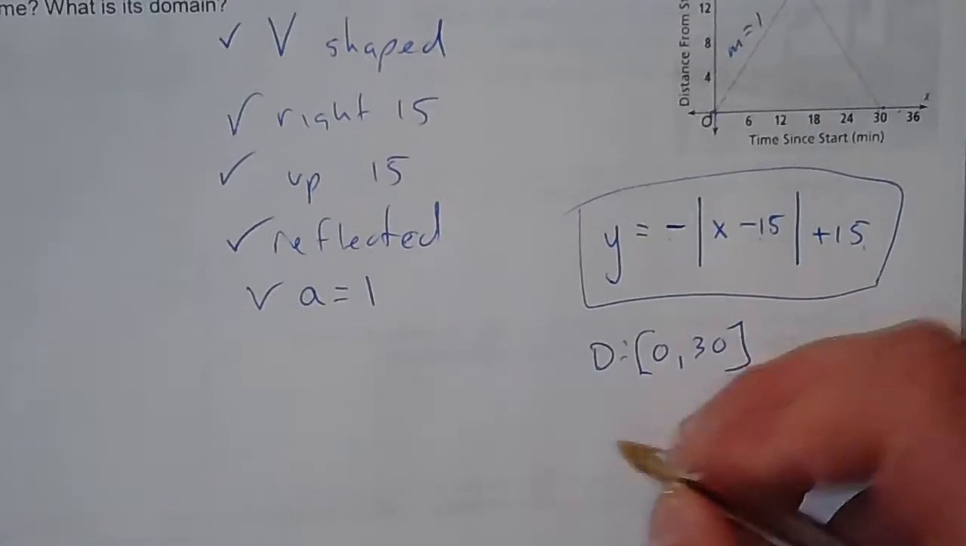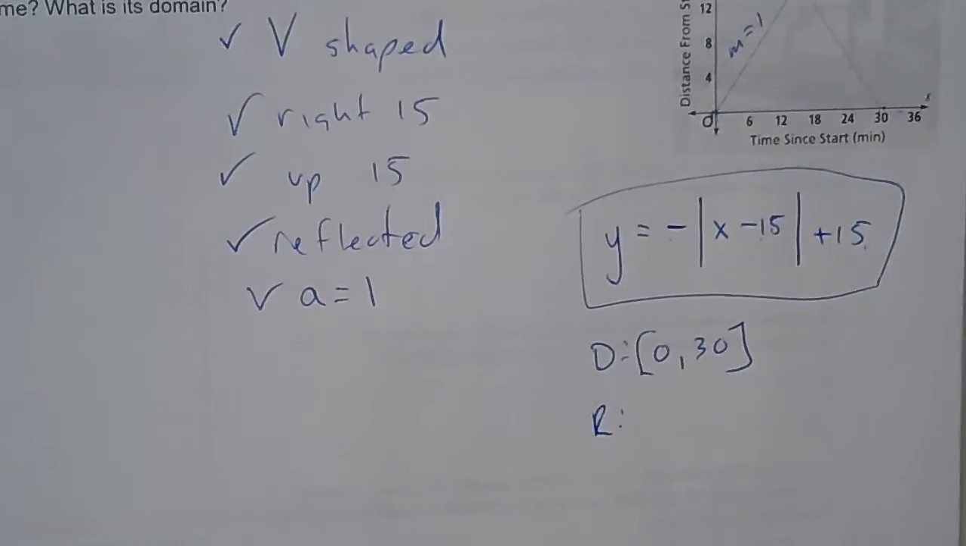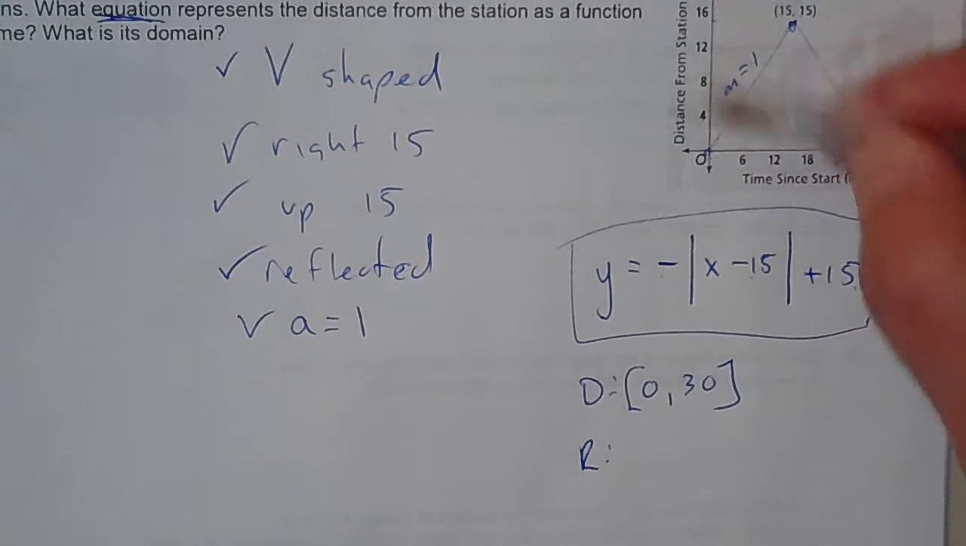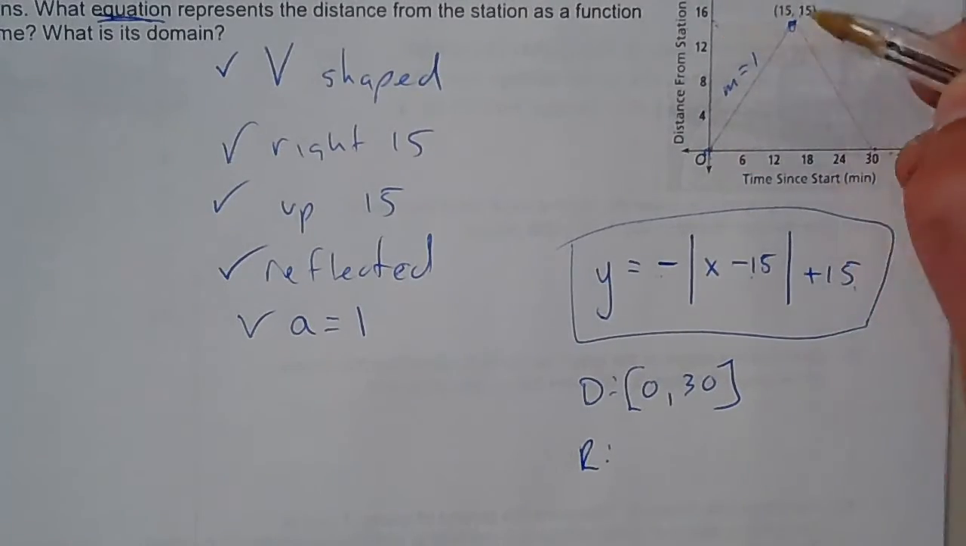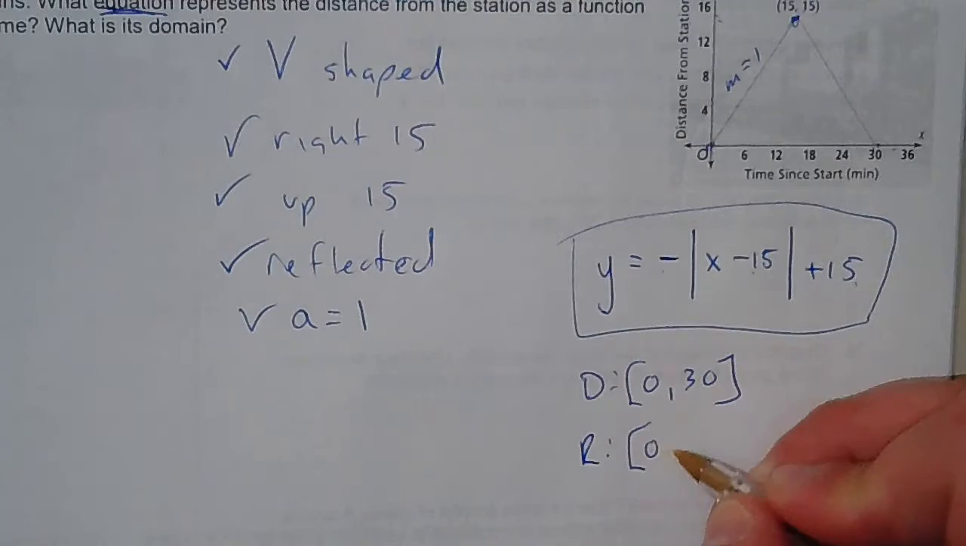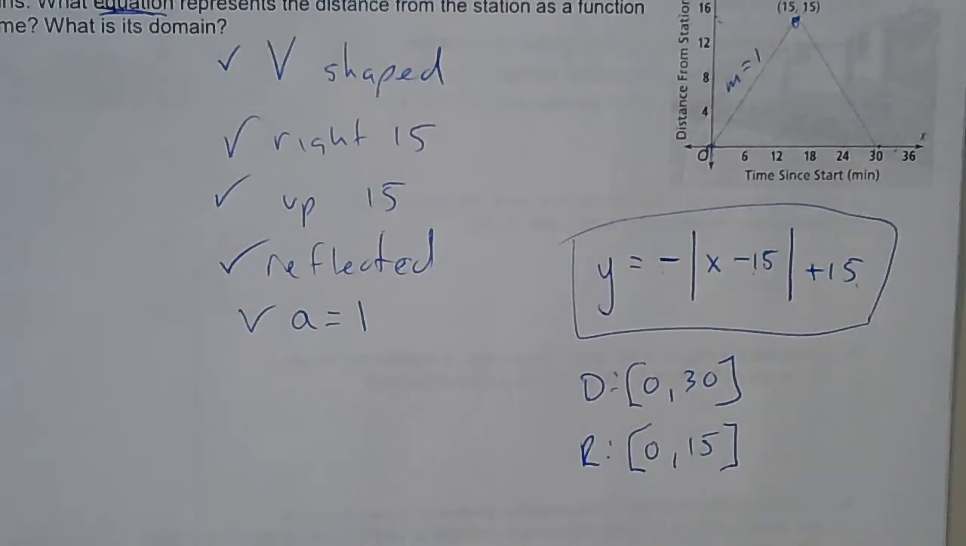It doesn't ask for it, but if it did, we could give the range. The range, the distance, the lowest is 0. The furthest away you go is 15. So we could write a range of 0 to 15. Okay, and that's it.